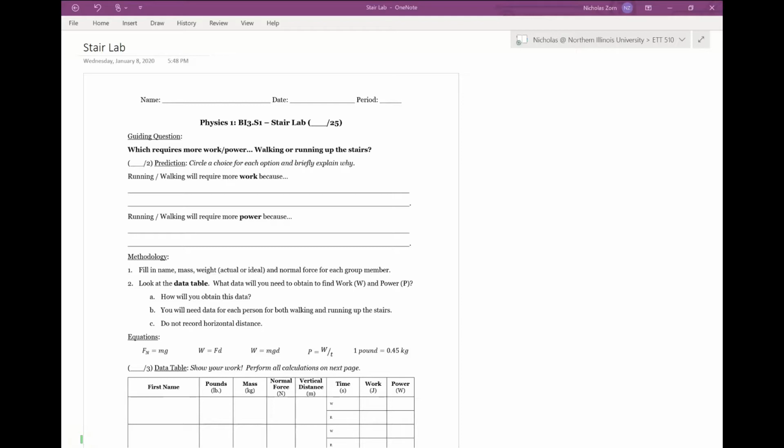We have two guiding questions actually. Our first guiding question is which requires more work, walking or running up the stairs? And then our second guiding question is which requires more power, walking or running up the stairs? You're going to go ahead and make your predictions here before we get into the lab. So if you haven't done so already, take a second and make those predictions.